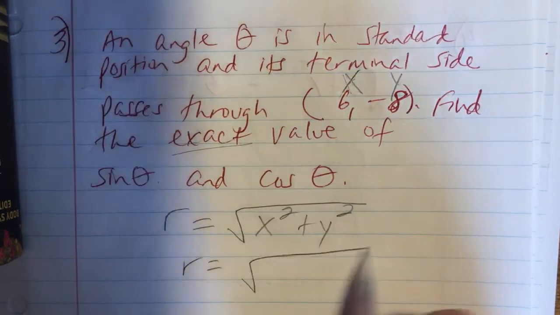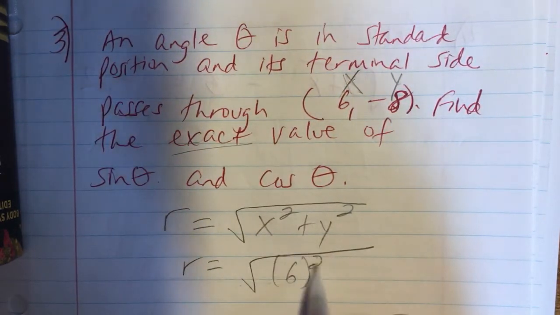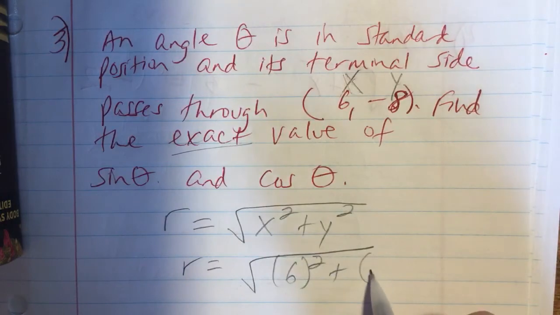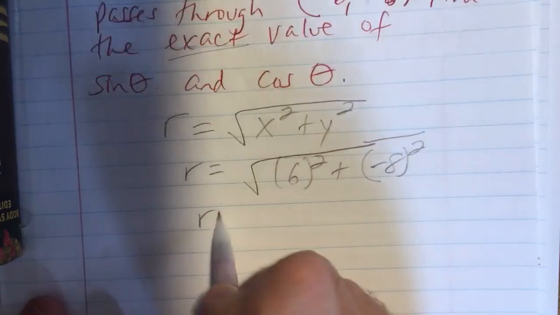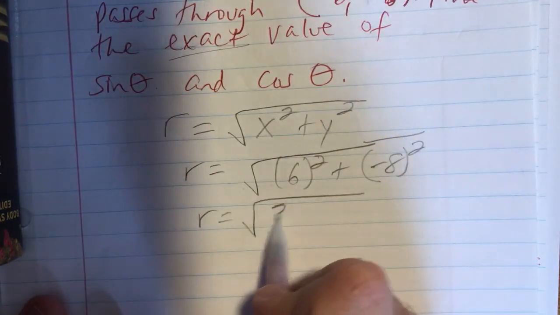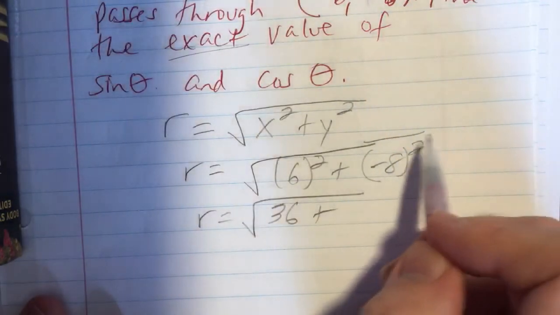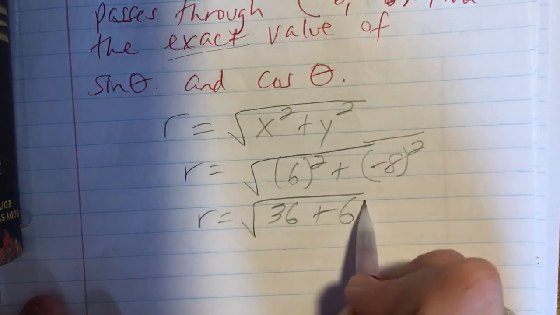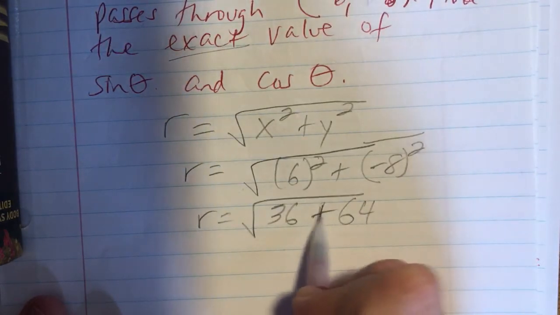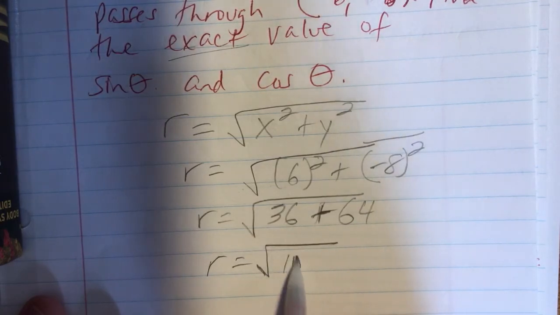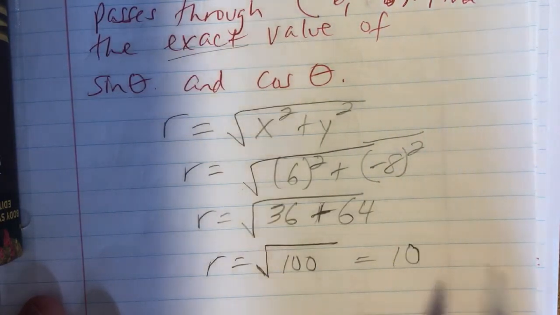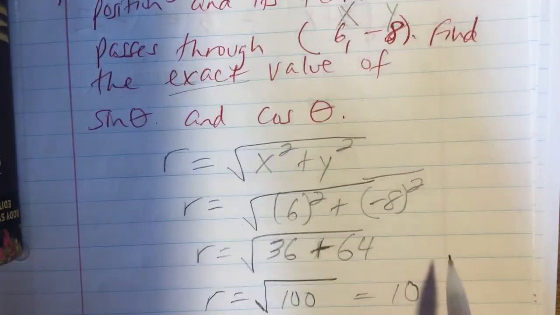R is equal to the square root of x squared, so that's 6 squared, plus y, which we're going to put in parentheses, -8, squared. Therefore, r is equal to the square root of 36 plus (-8) squared, which is 64. Just be careful with that being in parentheses. R is equal to the square root of 100, which is 10. So our radius is 10.